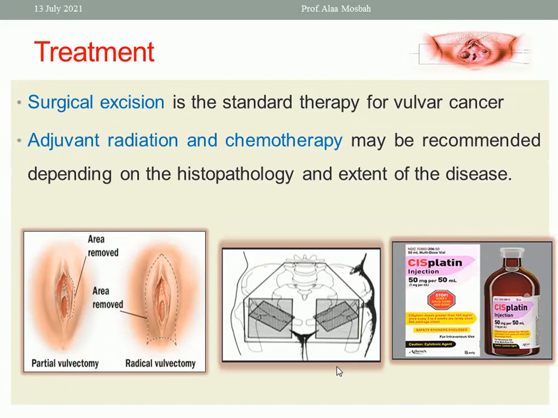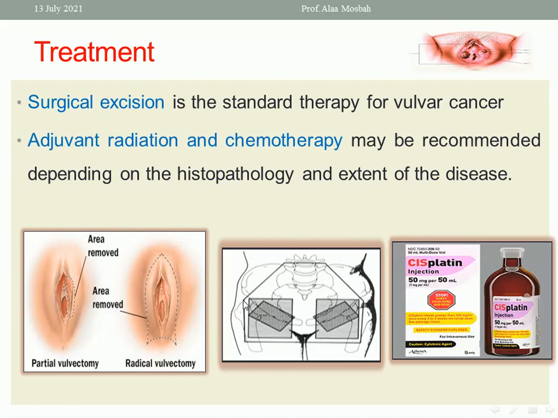What is the treatment? Treatment of vulvar cancer is mainly surgical excision, which is the standard therapy. Adjuvant radiation and chemotherapy, as in this picture, may be recommended depending on the histopathology and the extent of the disease. So surgery is the mainline and also adjuvant radiation and chemotherapy may be recommended.